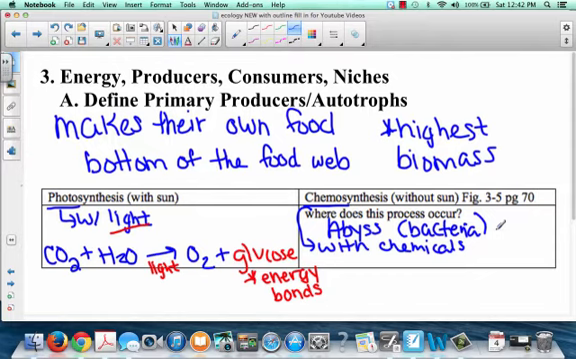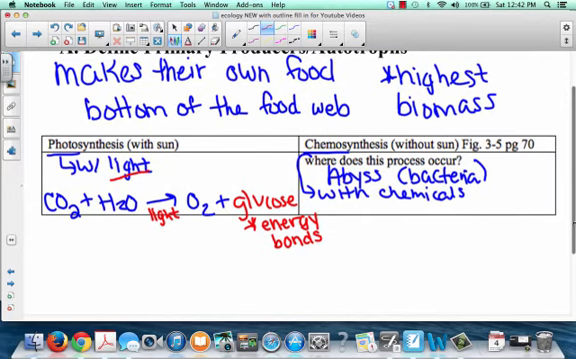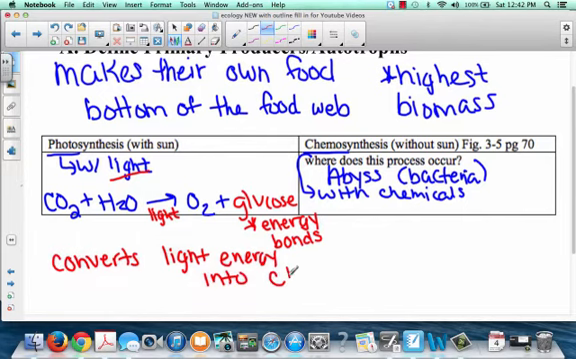But let's just remind ourselves, this is the process that traps energy from the sun and makes it into chemical energy. So let's actually write that down. I'd prefer that you write it down in your red pen right underneath the box in your notes. I know you have some space. So let's just say that this is the process that converts light energy into chemical energy.